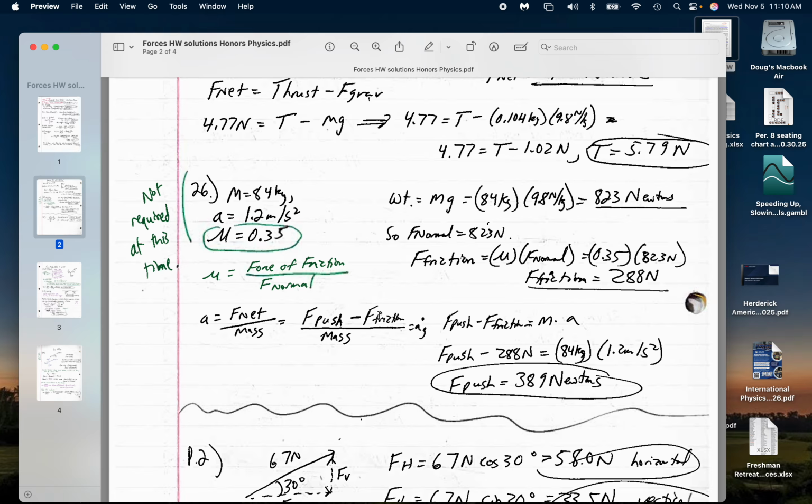That's my pushing force minus force of friction over mass. So I can rearrange that and get force of push minus force of friction equals mass times acceleration.